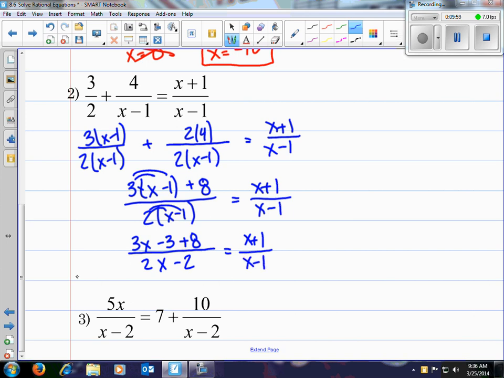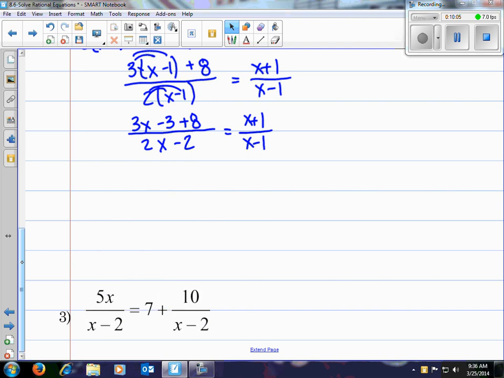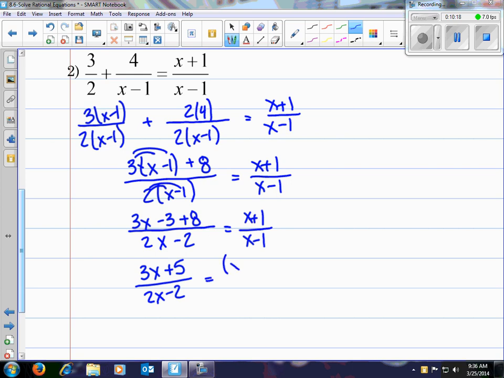Now I need to combine my like terms. Man, this problem keeps getting in the way. Move it way down. Okay. So now I can combine like terms. So I have 3x plus 5 over 2x minus 2 equals x plus 1 over x minus 1.